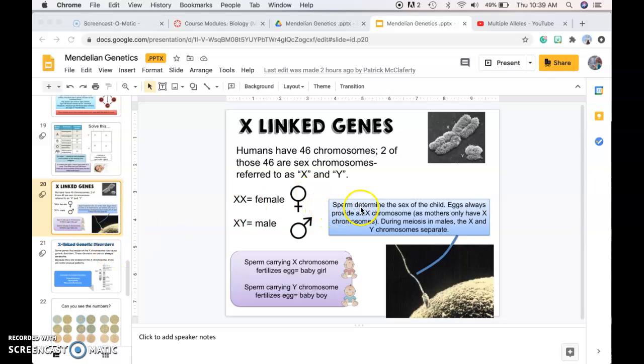So what that means is sperm determines the sex of the child, because the eggs in females always provide that X. And then during meiosis in males, the X and Y genes separate, right? So females can only contribute an X to an offspring, and males can then contribute an X or a Y to the offspring.